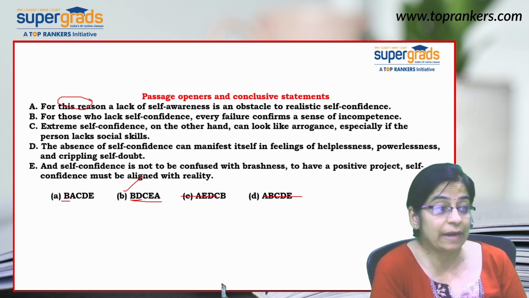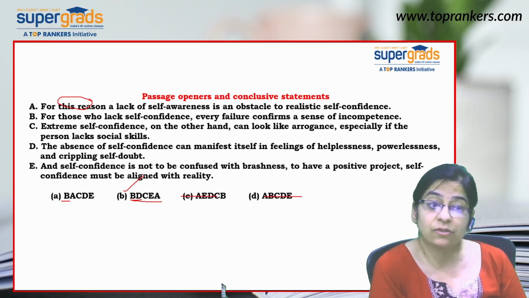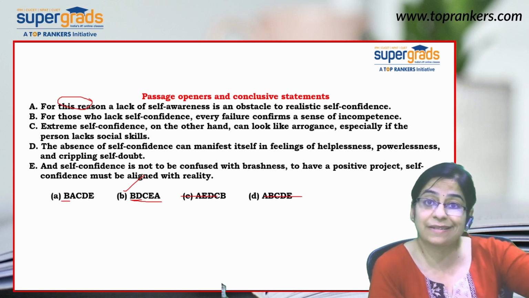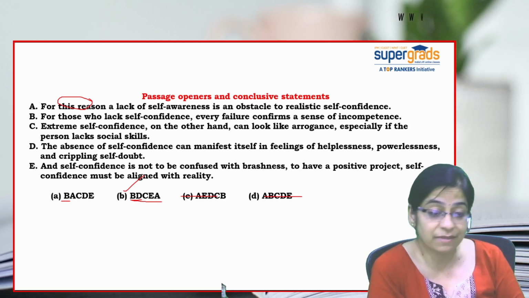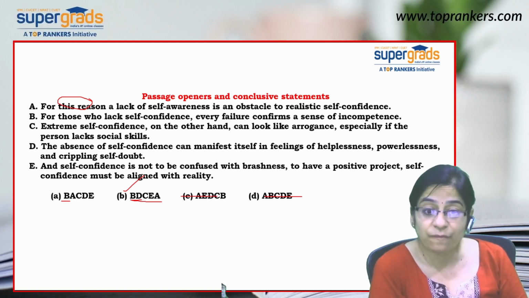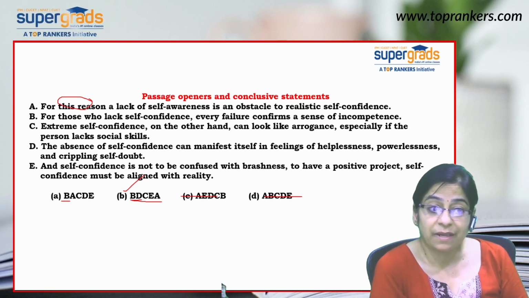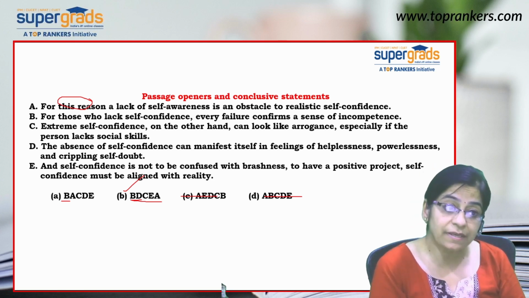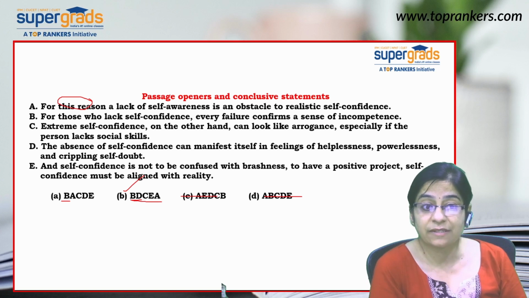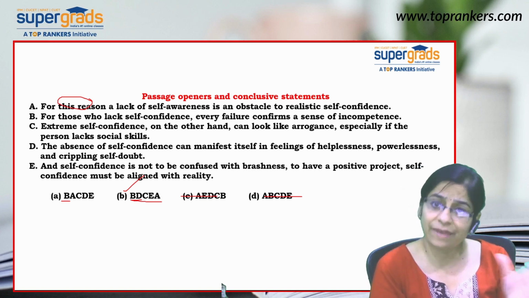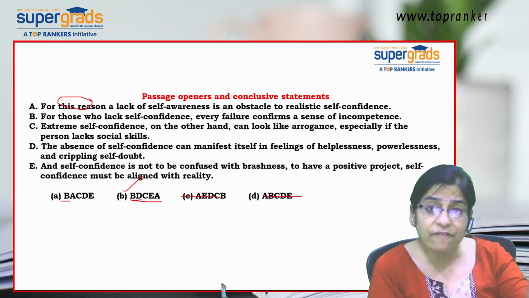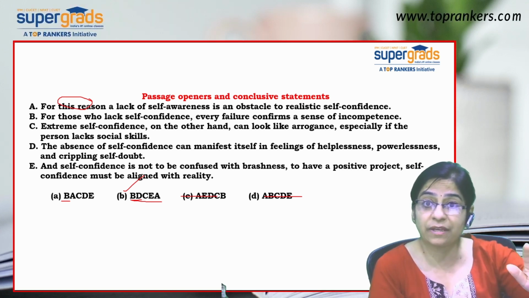If I put E now, and self confidence is not to be confused with brashness. So we are still talking about self confidence here, the absence or the presence, whatever the case may be. To have a positive project, self confidence must be aligned with reality. For this reason, lack of self awareness is an obstacle to realistic self confidence. I believe B is a very good answer choice, and we found this without trying to rearrange.